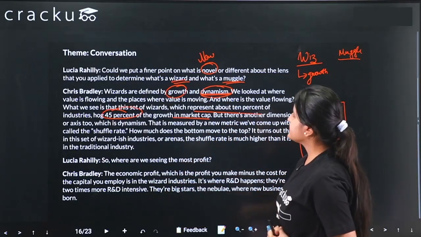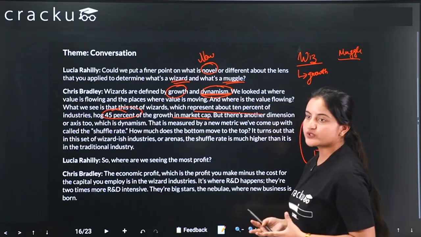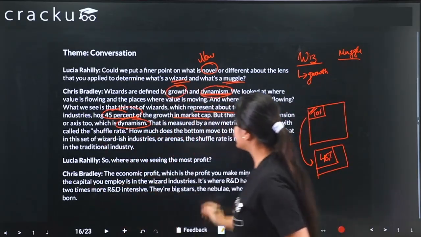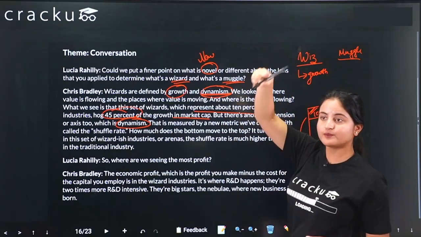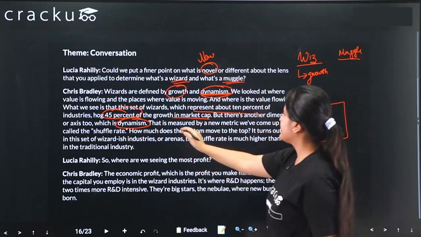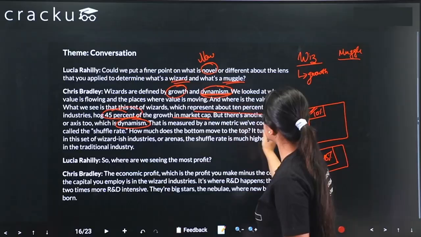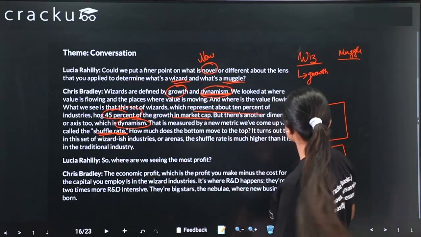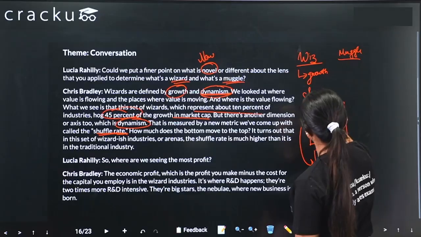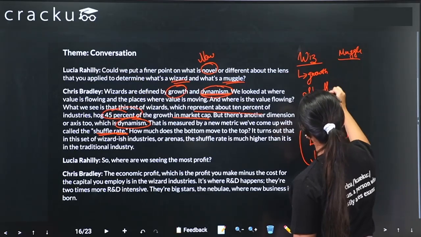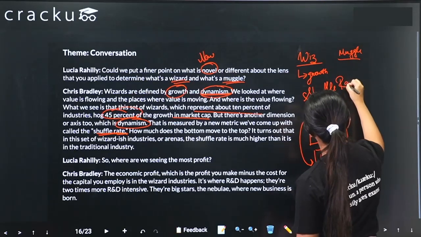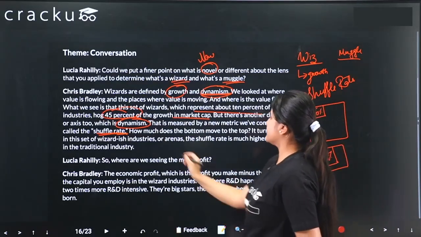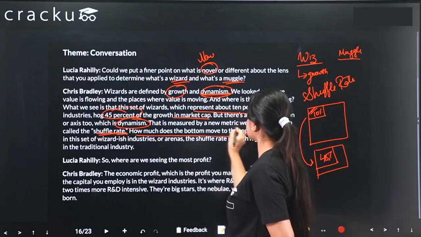But there's another dimension or axis too, which is dynamism. Now, what is dynamism? They are explaining. And please pay attention to it because it was asked, we scanned it. That is measured by a new metric we have come up with called the shuffle rate. Now, shuffle rate was also asked. So Chris is saying that dynamism is measured by shuffle rate. How much does the bottom move to the top? Now, this is the shuffle rate.